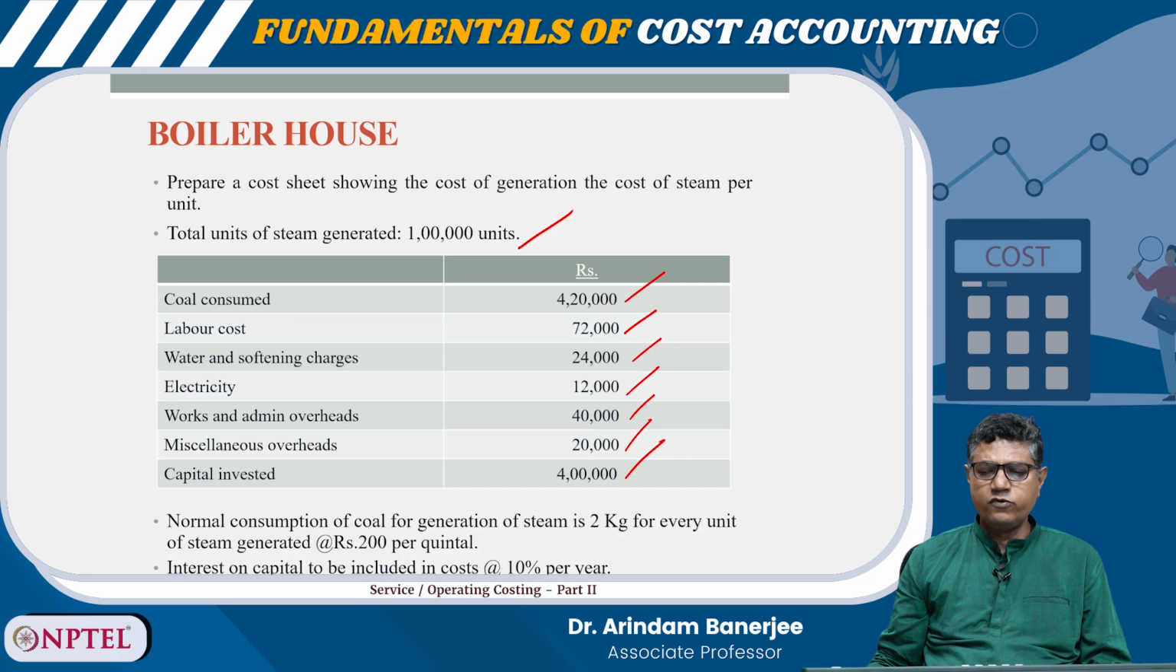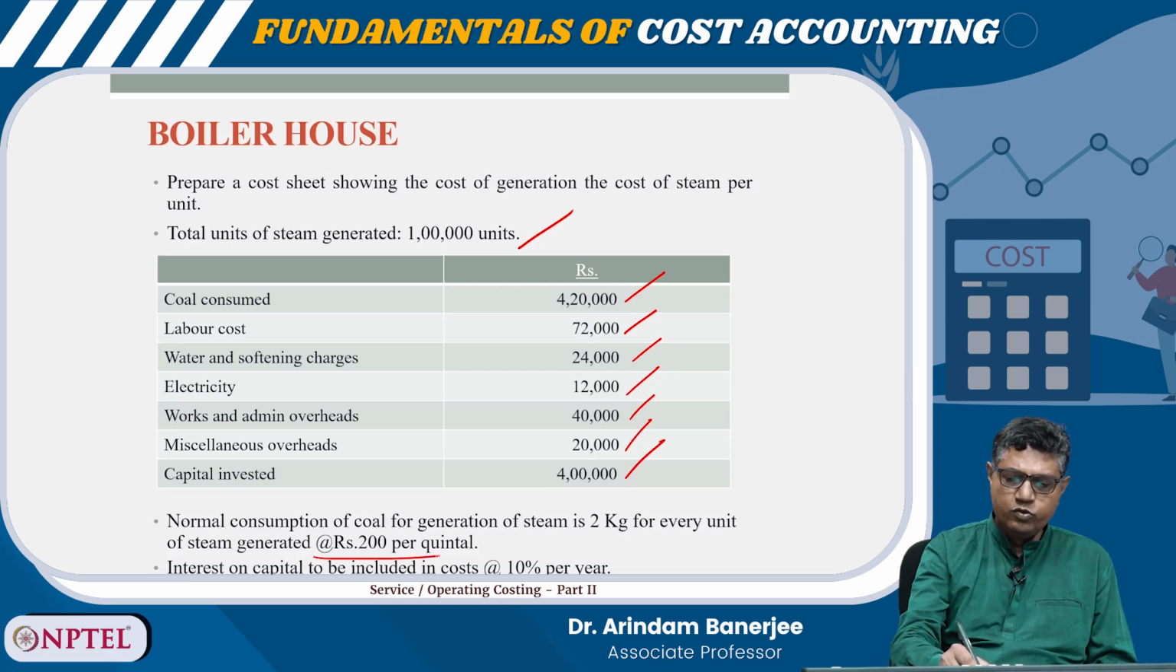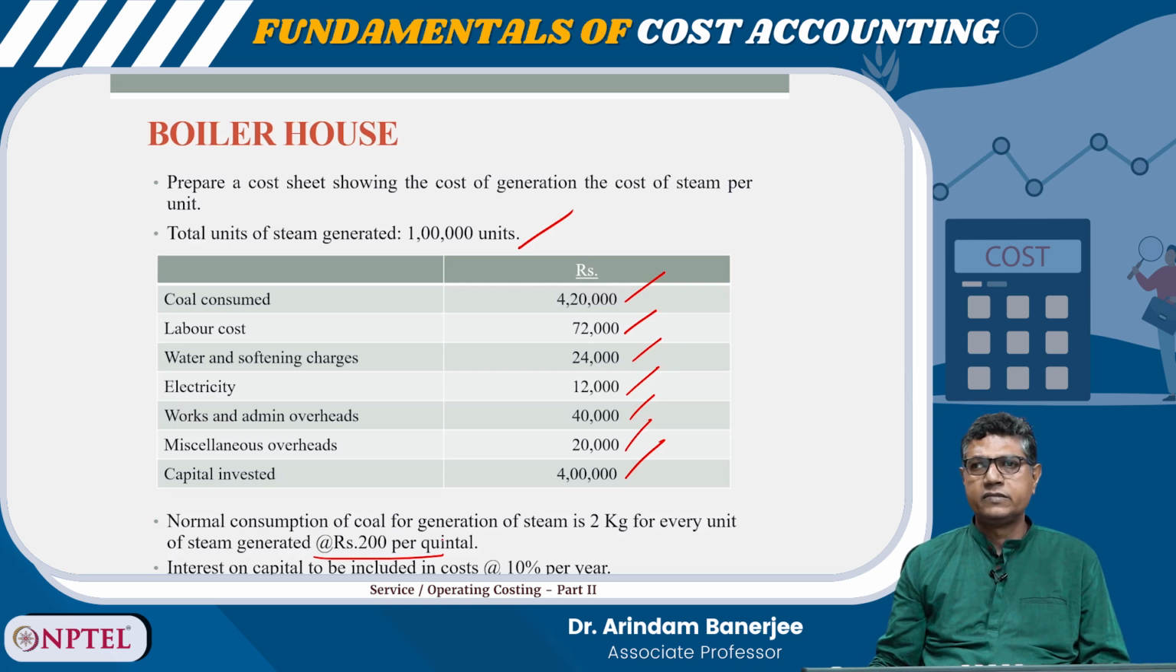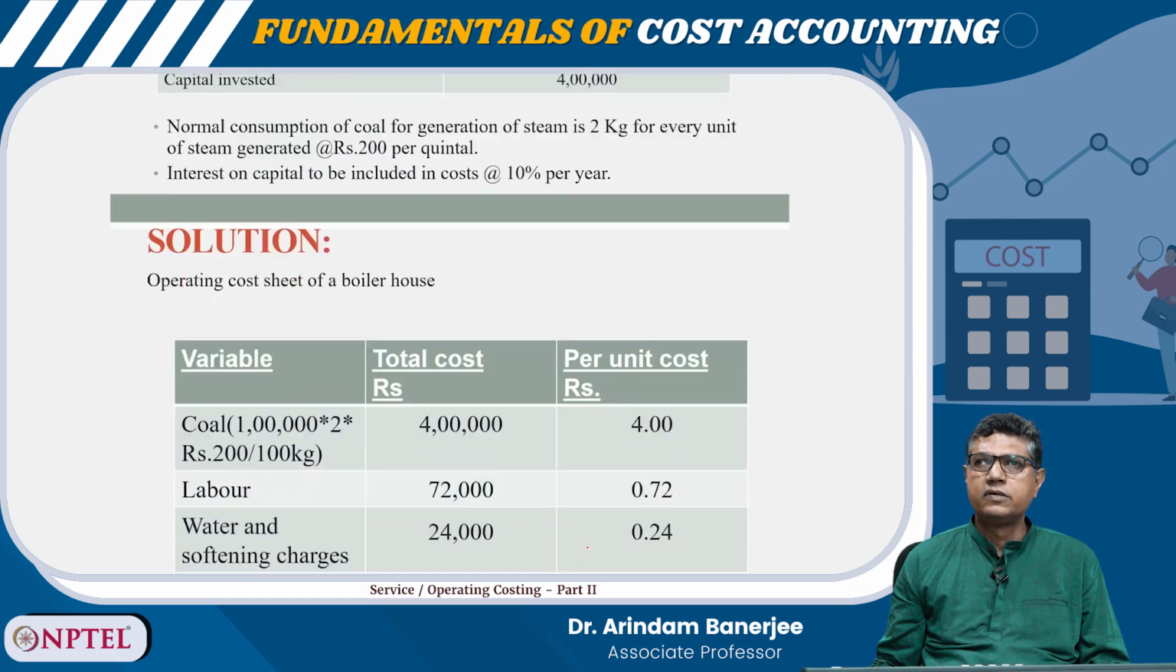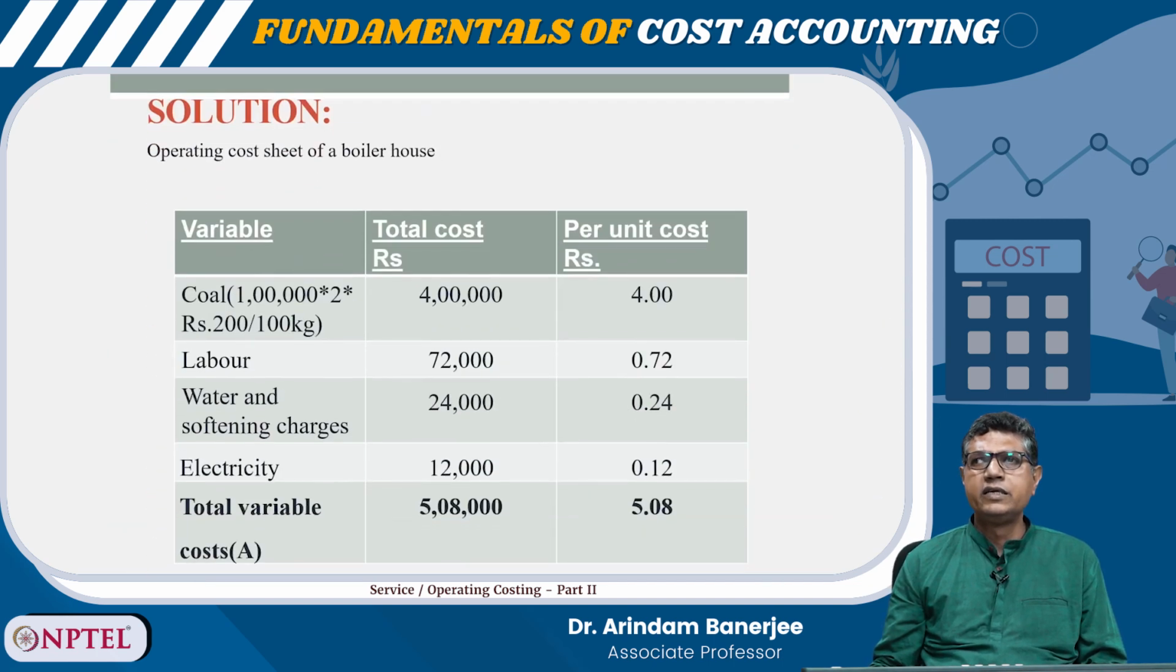Normal consumption of coal for generation of steam is 2 kg for every unit of steam generated at the rate of rupees 200 per quintal, and interest on capital is 10%. Okay. So, you can see the solution here.